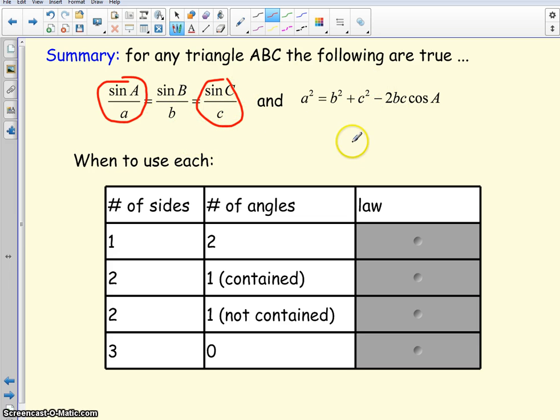If I don't have that, I'd be looking at using the cosine law. So in general, when you look at your triangle, that's what you're trying to look for. Am I going to try to use sine law or cosine law? What you're looking for with sine law is those angle-side pairs. Okay, so with that in mind, let's look at these different kinds of situations and see what law you want to use.